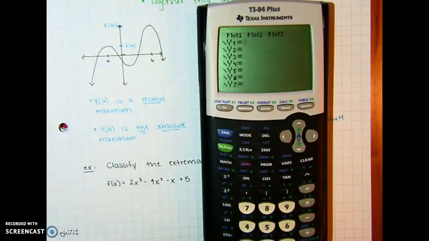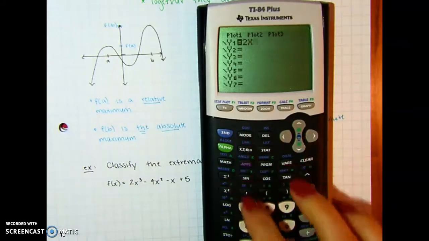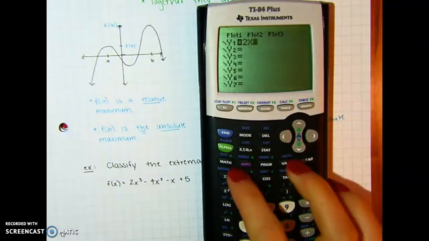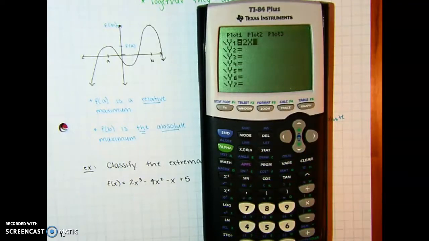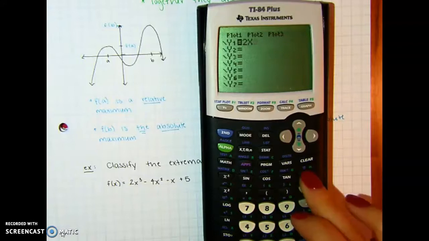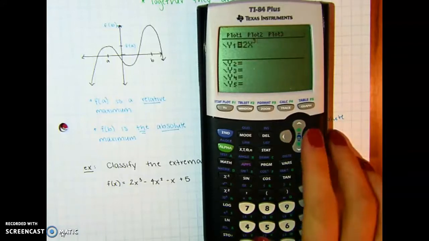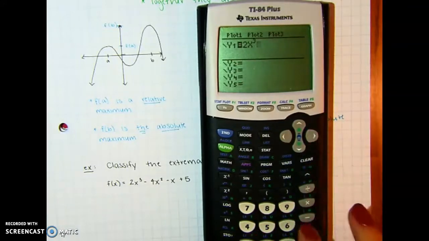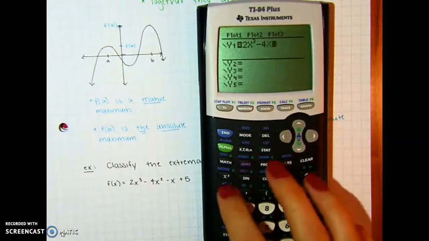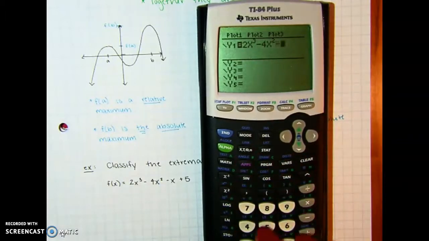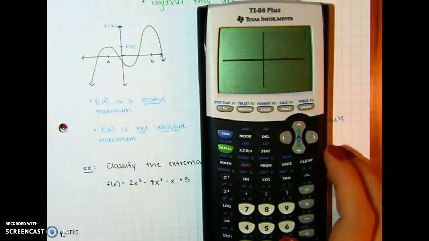So what's our equation? 2x cubed. Where's my caret? Oh, it's up here. 2x cubed minus 4x squared minus x plus 5. Okay, so I'm going to press graph.